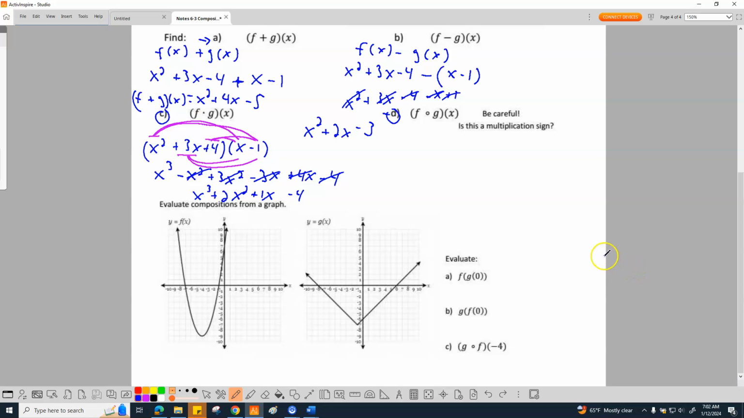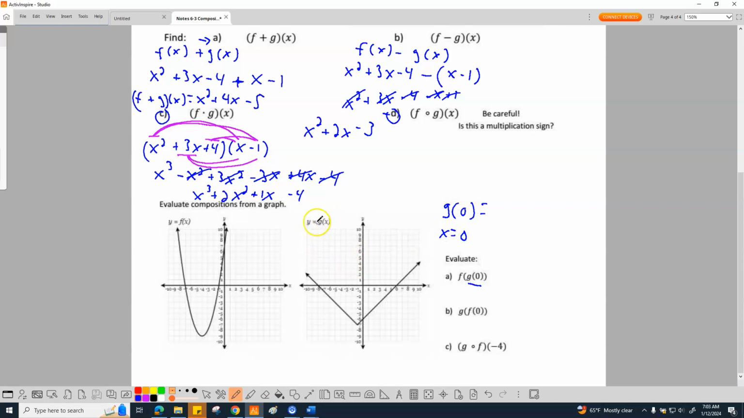Evaluate compositions from the graph. How do I do that? This is kind of fun. F of g of 0. The first thing you need to do is find g of 0. Find g of 0. And that's essentially where x is equal to 0. Go find where x is equal to 0.